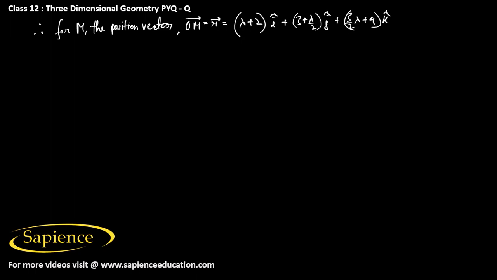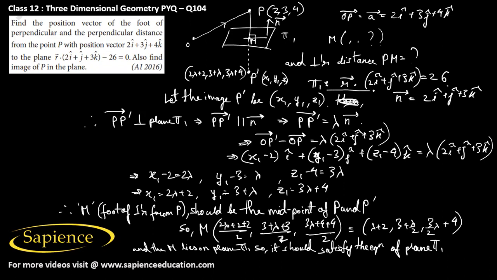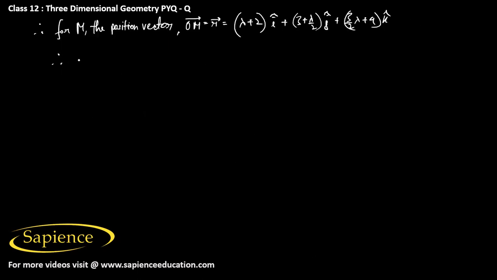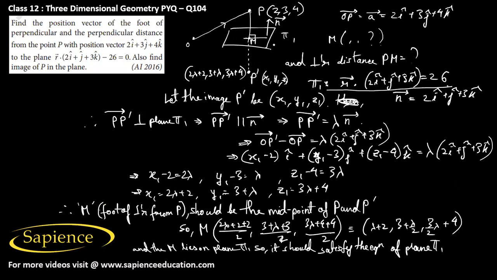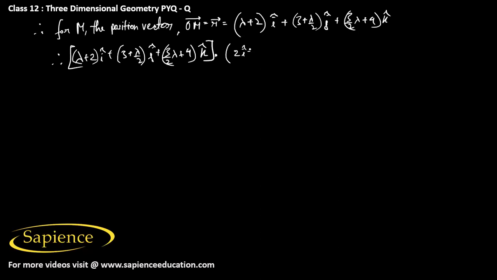So at this point we should put it in the equation of this plane pi 1, since it should satisfy the equation of the plane. Therefore, (lambda plus 2) i cap plus (3 plus lambda by 2) j cap plus (3 by 2 lambda plus 4) k cap, then take the dot product of it with 2i plus j plus 3k, and that should be equal to 26.